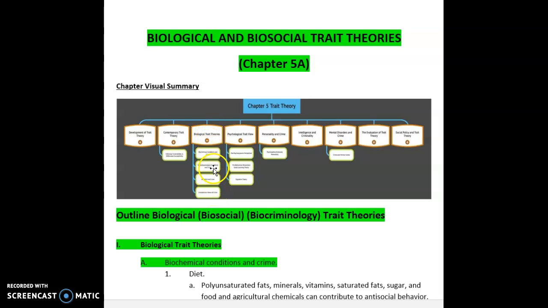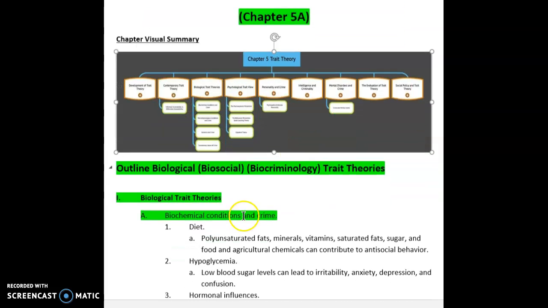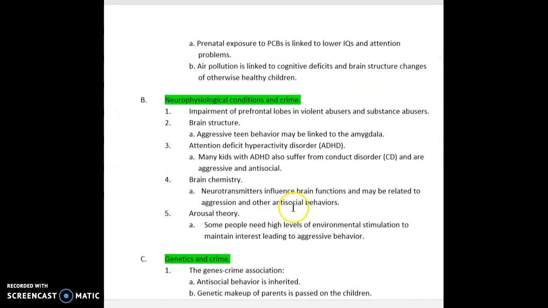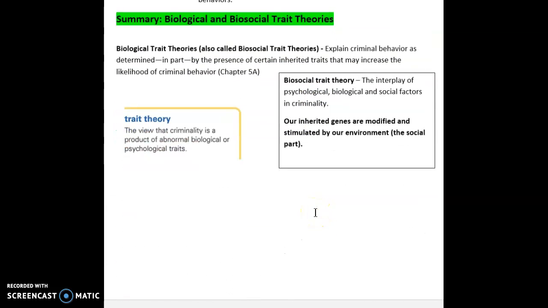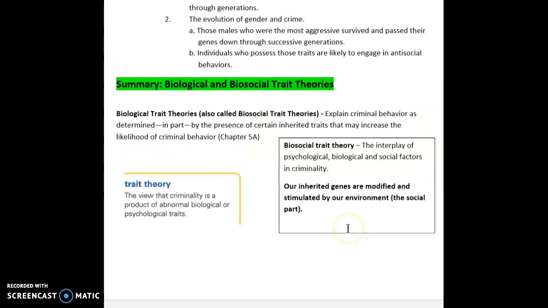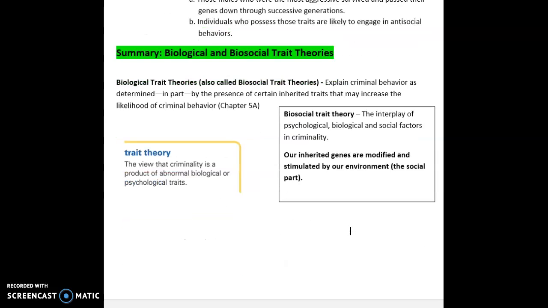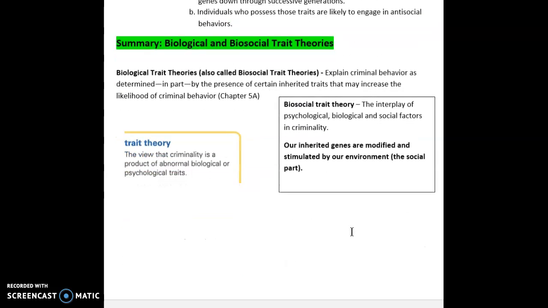Biological trait theory is a category. Psychological trait theory is a category. And within each of those broad categories, there are groups or branches, and within each group or branch, there's a subgroup. So I'm going to first start with the biological and biosocial trait theories.